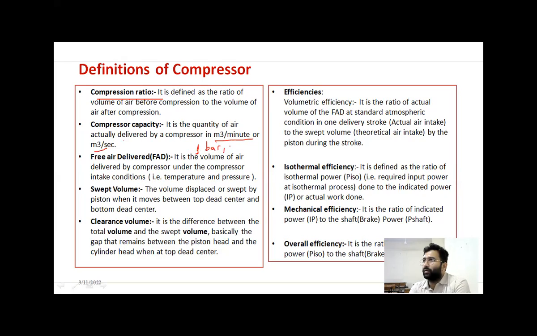and 27 degrees Celsius or 300 Kelvin. Generally they take it as 300 Kelvin. So these are the compressor intake conditions, and at that condition, what is the amount of air delivered? That is the free air delivery. So the actual volume of air delivered is the free air delivery. Compressor capacity is the quantity of air delivered theoretically, and free air delivered is the actual quantity of air delivered.